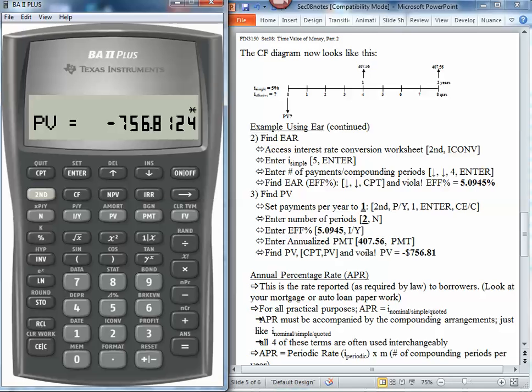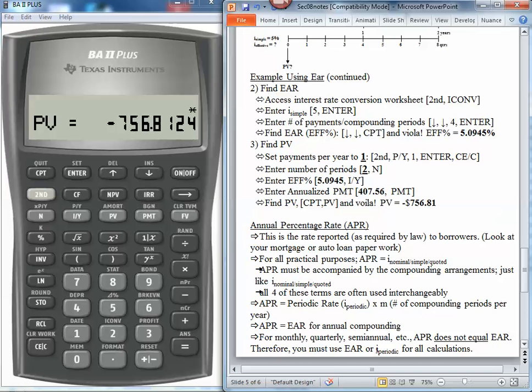Certainly not something I would test you on, but we need to recognize what the effective annual rate is. It is an annual percentage rate, and when the compounding does not occur at the same frequency as the payments, we must make adjustments.